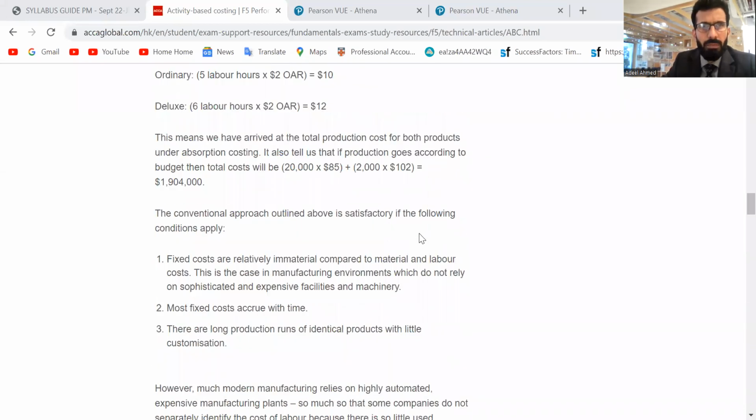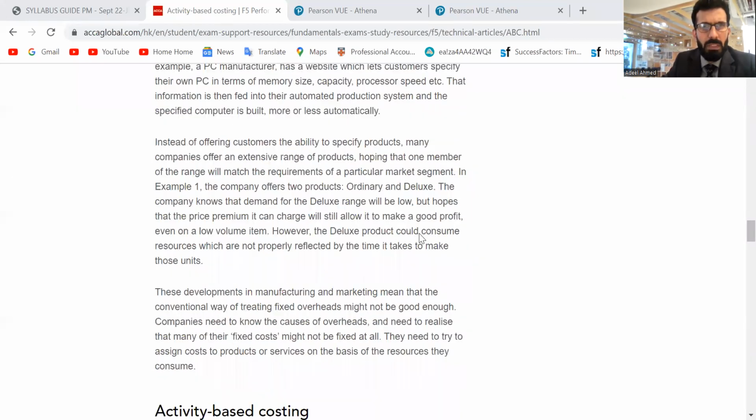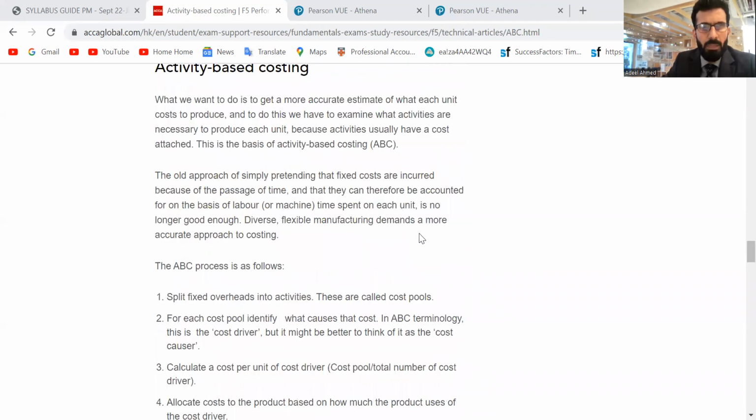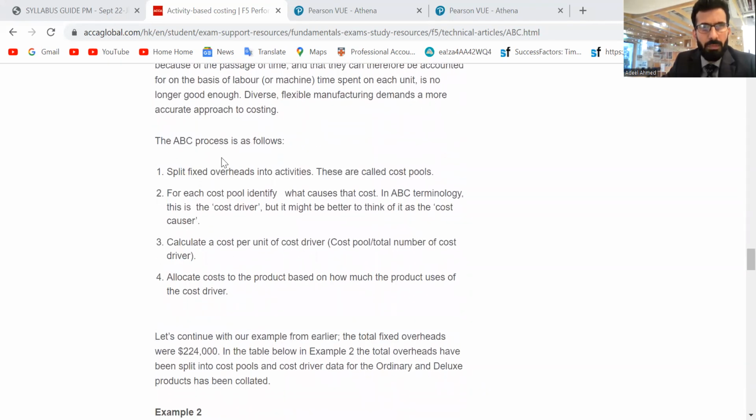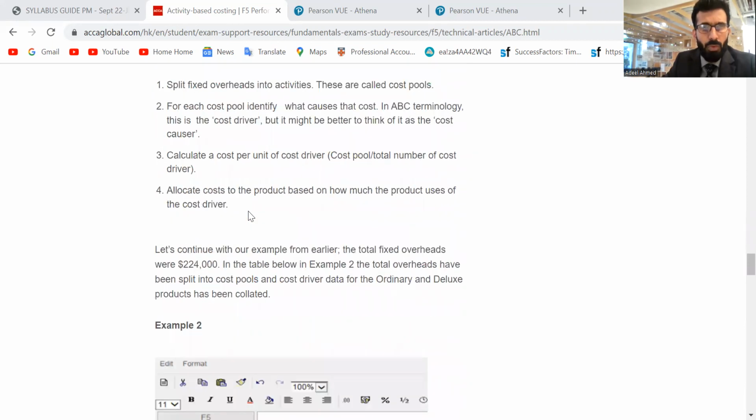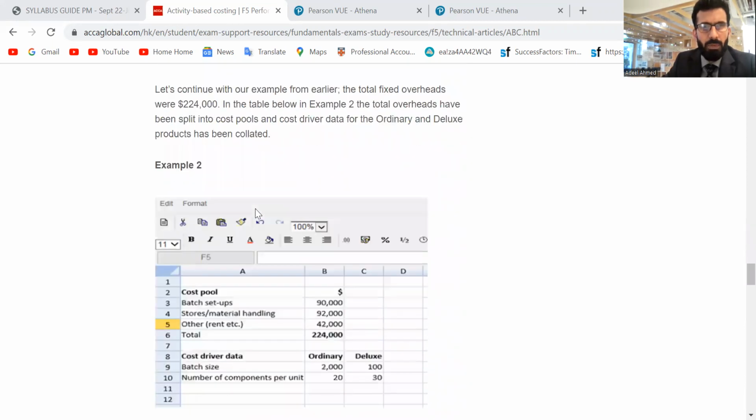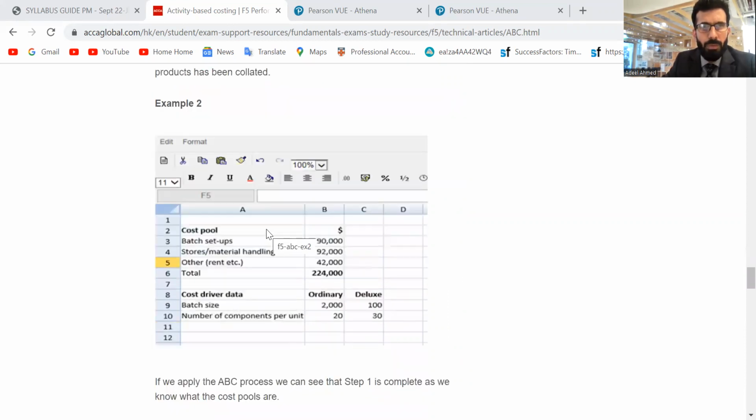So definitely moving forward, we would need some additional information as well, as we have discussed about the steps. So all the steps are also mentioned here. What additional information we need is about the split of total overhead cost into each activity of our cost pool. So it has already been identified that out of the total amount of 224,000, there are 3 activities involved, and respective cost has been allocated to each activity, and we have been given cost driver data.